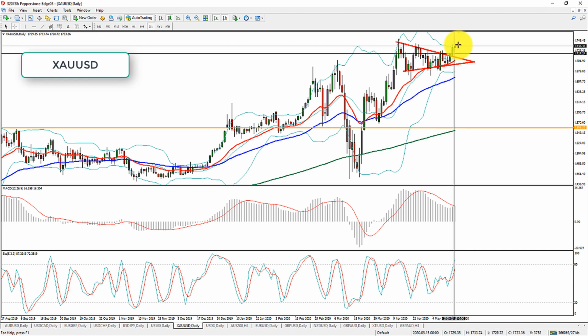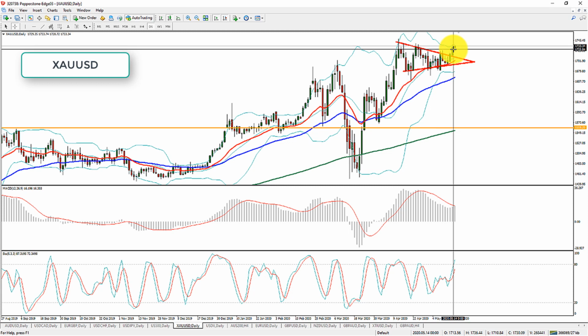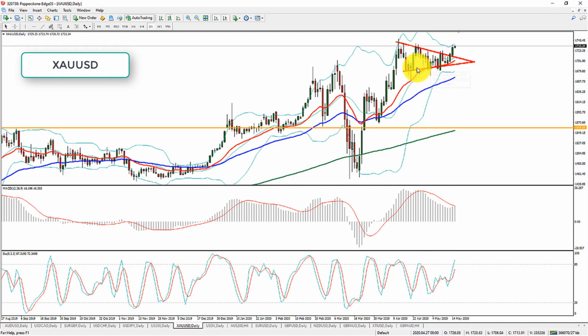That break was very clear. A good trade if you got it. But that triangle has been setting up for a while, so hopefully a lot of people did get involved in that because we've been talking about it for a little while.